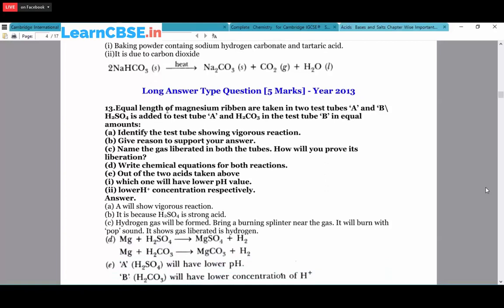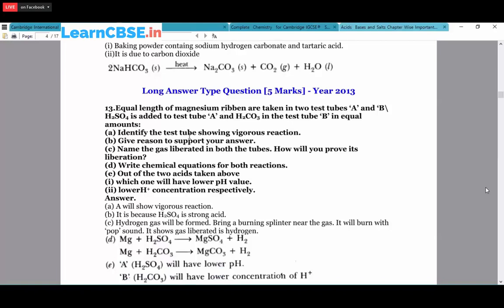Now, equal lengths of magnesium ribbon are taken in two test tubes A and B. H2SO4 is added to test tube A and H2CO3 is added to test tube B, in equal amounts. H2SO4 is sulfuric acid, so it is a strong acid. H2CO3 is carbonic acid, which is a weak acid. So now the strong acid and the weak acid are going to react with the magnesium ribbon, which is a high reactivity series metal.